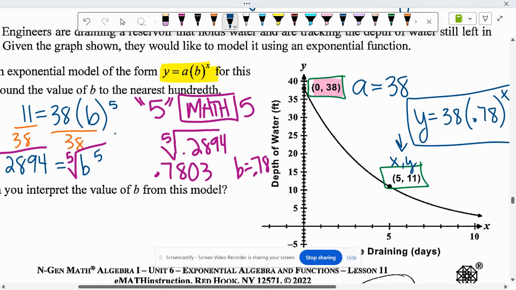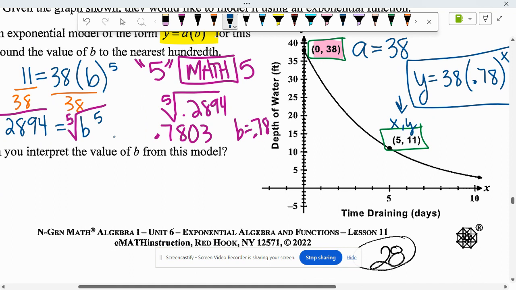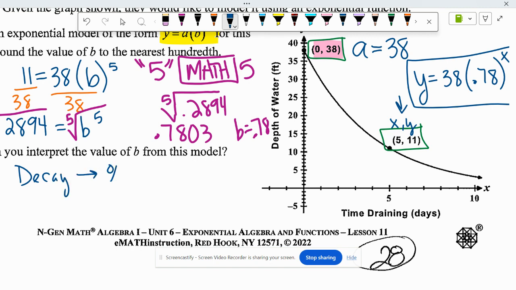So the second part says, how can you interpret the value b? Now, Hayden told us that it's decay. And if I want to find the percent of decay, how am I going to do that? Well, how did decay happen? Remember that decay is 1 minus the rate. So I need to take 1 minus the 0.78 to figure out what the actual percentage is, right? So what's 1 minus 0.78?